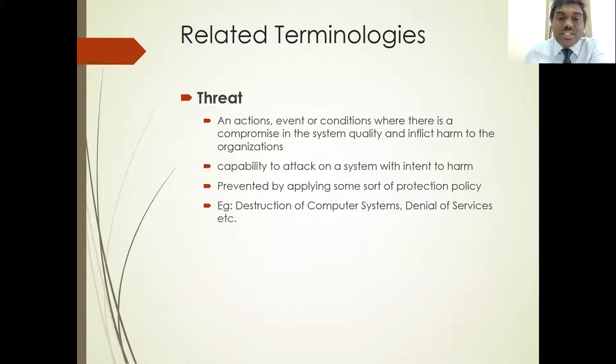An external action, event or condition where there is a compromise on the quality. I repeat, there is a compromise on the quality. And it is prevented by applying some sort of protection. Destruction, it could be a destruction of a computer system, denial of service attack. What is a denial of service? You are trying to access a website, but the website is not available. Why? Maybe too much traffic, or somebody has hacked that website and says you're no longer available. You are trying to enter your own home or office, or access your own data, but that fellow says, pay me some money, only then will I allow you to access the data. Ransomware. All these things are threats.